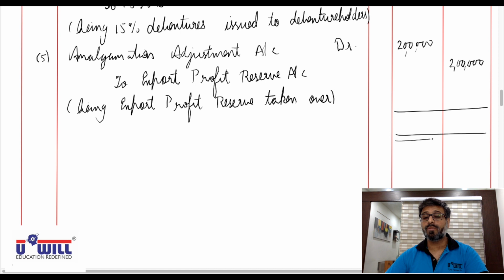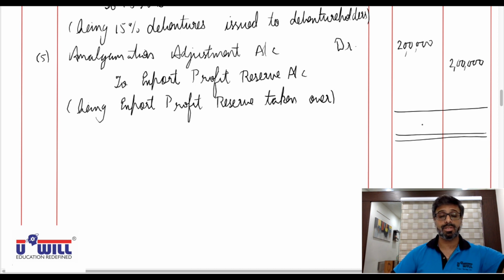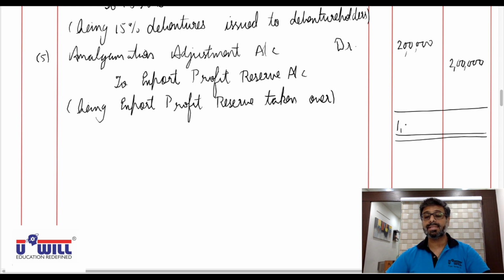Now we already got total of 1 crore 89 lakh 60,000, plus in that we'll add 2 lakhs, so 1 crore 91 lakh 60,000.